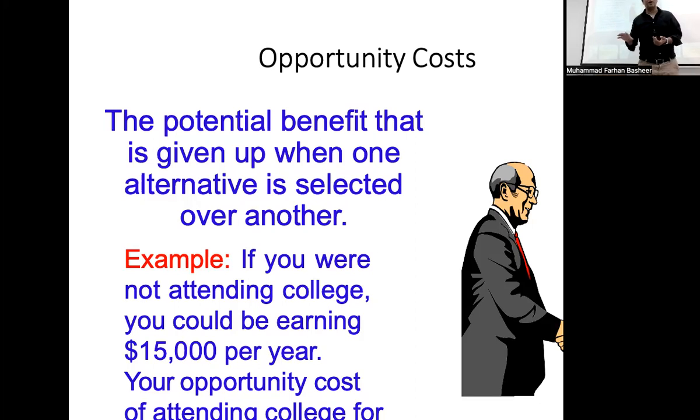जो आप नहीं ले पाए, that is opportunity cost. For example, if you are not attending college, you could be earning $15,000 per year. Your opportunity cost of attending college for 1 year is $15,000.